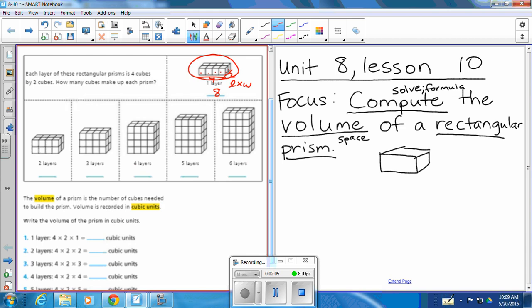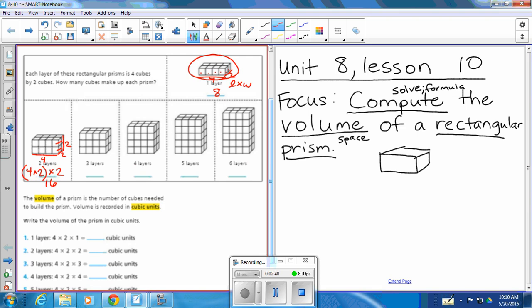Now if we add another layer on top, I'm going to take the same 4 times 2, but this time what do I need to do to that in order to get all of those boxes counted? I need to multiply it by the number of layers there are. There are 2 layers here. So since there are 2 layers, we're going to take 4 times 2, which is the area of one layer, and then multiply that by 2. So how many boxes are there total? 16.